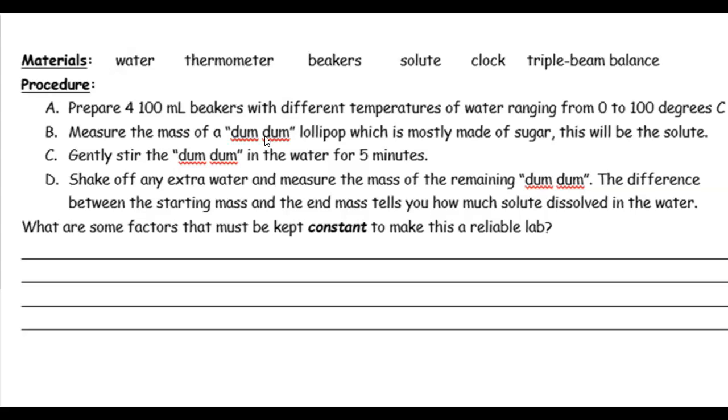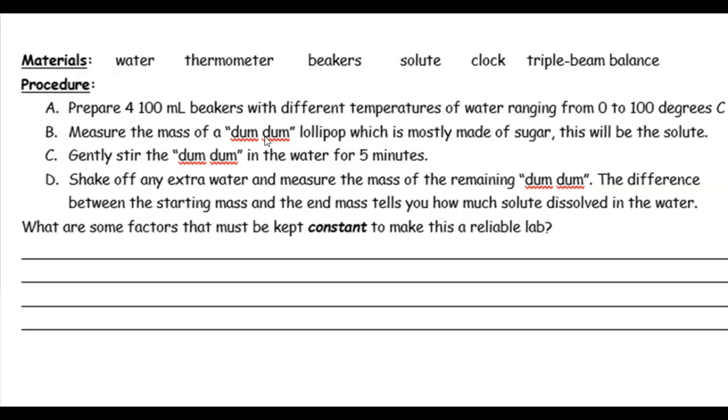We'll gently stir whatever it is into the water for 5 minutes, shake off any extra water, and measure the remaining mass. I'm assuming after 5 minutes in water where you're gently stirring, some of that sugar will dissolve. The remaining mass can be used to find the difference, in other words, the total amount that dissolves.